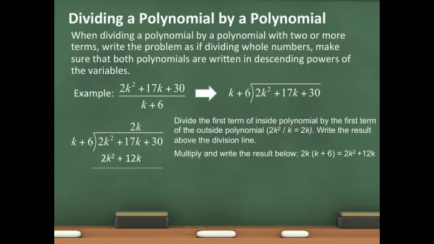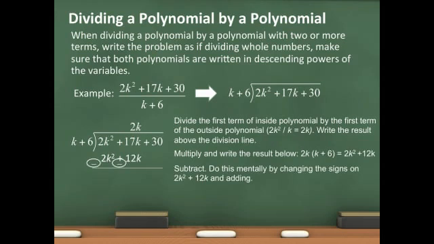Next, we take 2k and multiply it to the polynomial on the outside. So we multiply 2k times k plus 6, which gives us 2k squared plus 12k. We write this result below the inside polynomial.